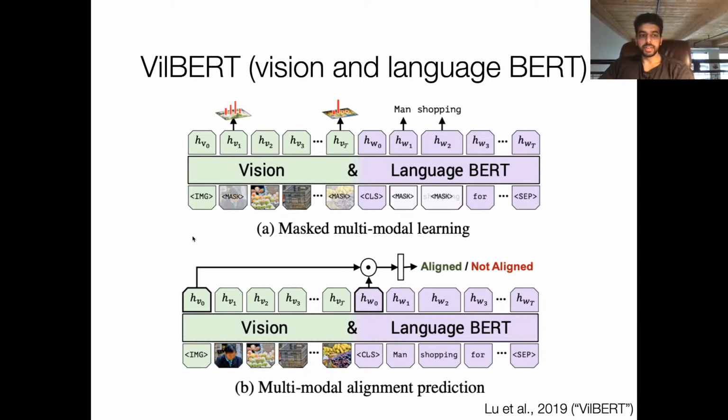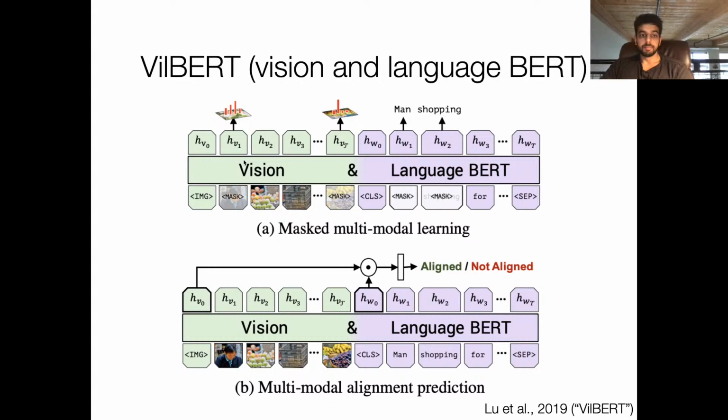So here in ViLBERT, there are essentially two pre-training tasks. One of them is the same masked word prediction. We see over here, we have an image paired with a caption, and on the right-hand side there's the standard CLS token and separator token, etc. We have a couple of mask tokens, and we ask the model to predict the missing tokens here, man shopping.